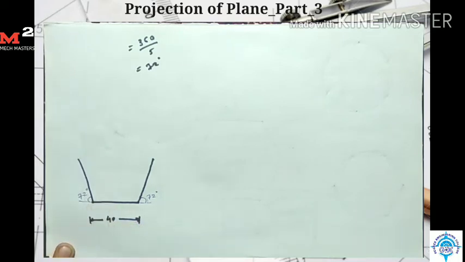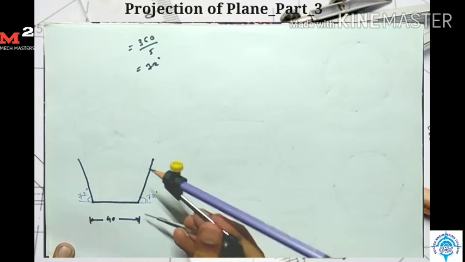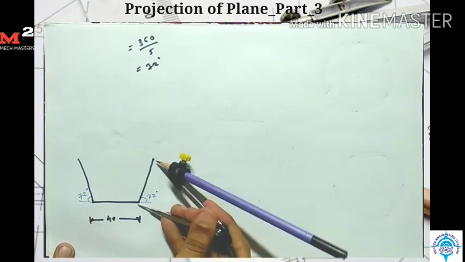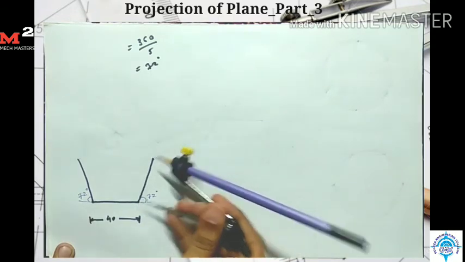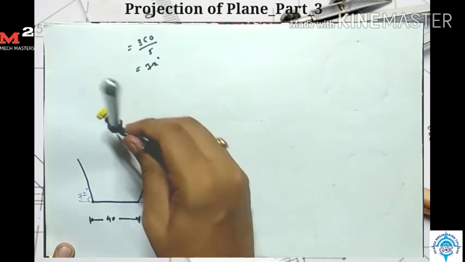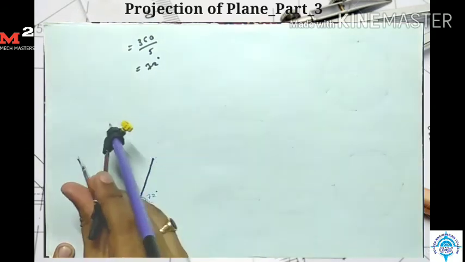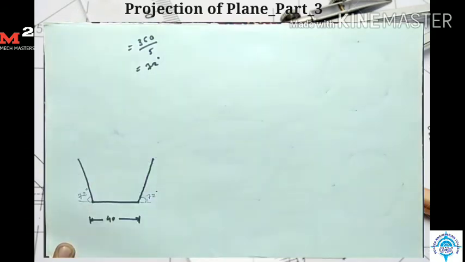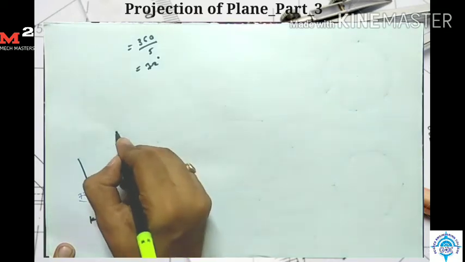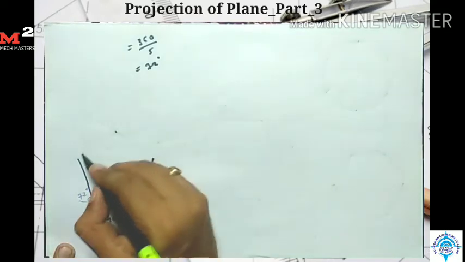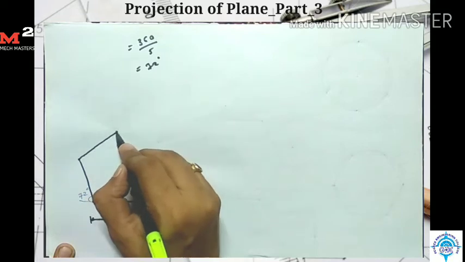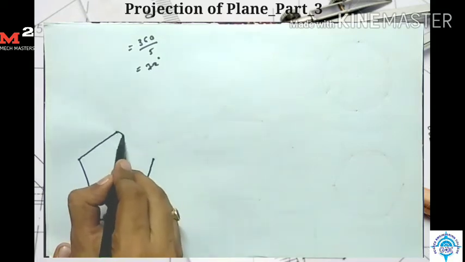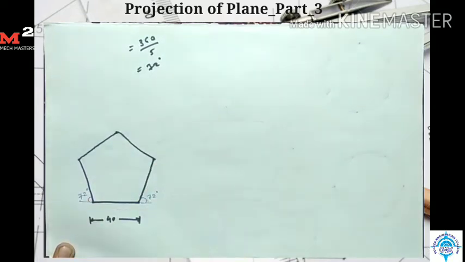Now I measure 40 mm. I take the radius equal to 40 mm and draw one arc from here and one arc from here. The intersection of the two arcs gives me the fifth point of the pentagon. Now connect this point with here and this. In this way I draw my pentagon.